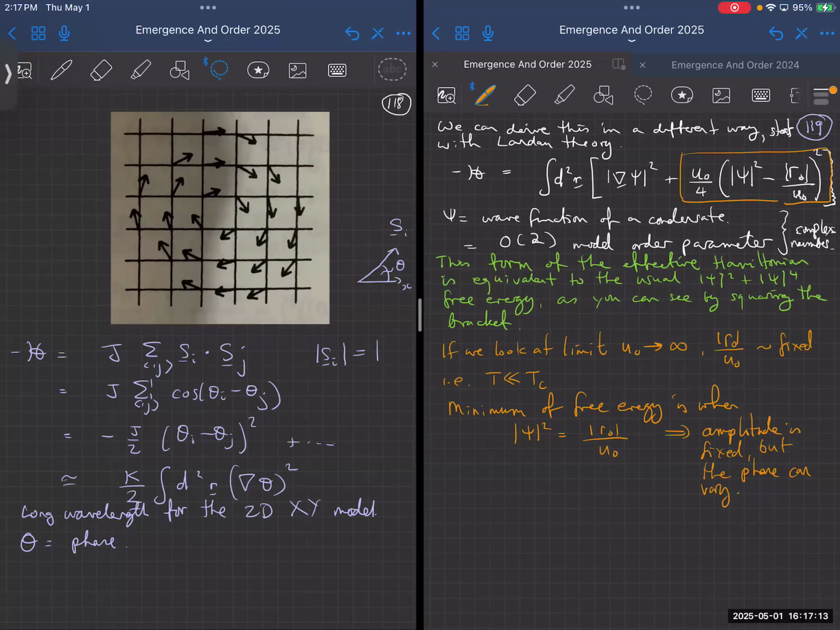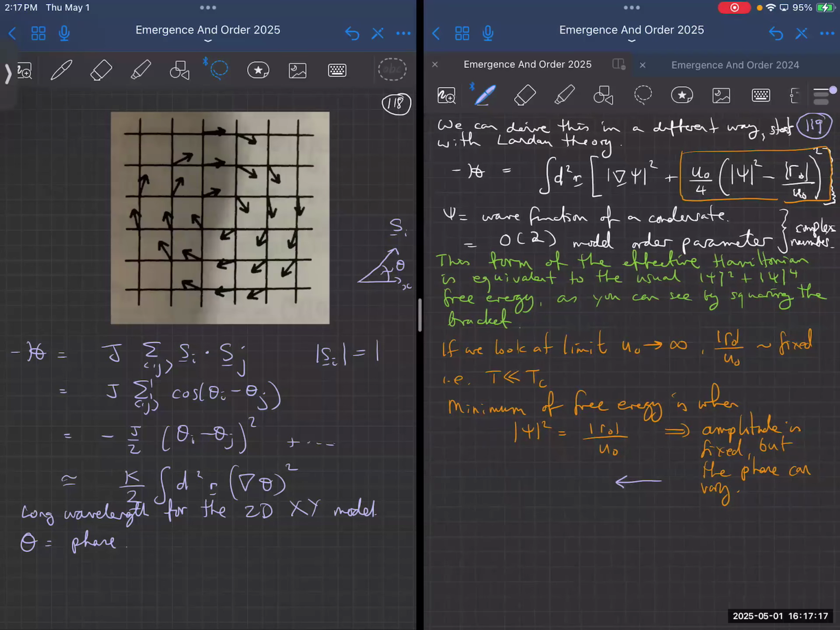So what that then means is that if I then work out what the grad psi squared term looks like, then the grad psi squared term ends up being basically grad theta squared. And so that's the second way that I can get this result. Okay, so now what I want to look at is a configuration of the phase.